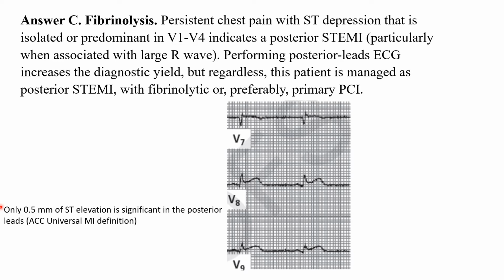And keep in mind that when you do posterior lead EKG, only 0.5 millimeter of ST elevation is significant in the posterior leads. As the posterior leads are far away from the heart, ST changes are attenuated, so less ST elevation is more significant. On occasion, the posterior leads may not show ST elevation in a patient with posterior infarct. Hence, we take that anterior ST depression into account and we treat accordingly.